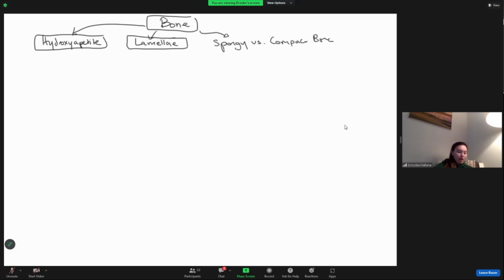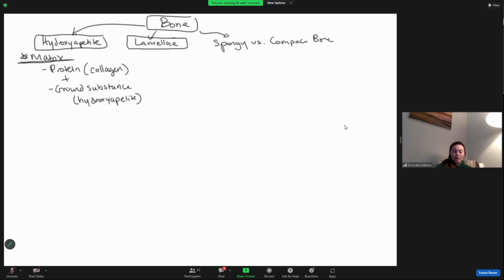Okay, so for hydroxyapatite, remember that this is the matrix, like I have just said. The matrix, if you guys remember from before, actually has protein and ground substance. So if we want to get really specific here, the ground substance is the hydroxyapatite. So for your test, it gets a little more specific. So the hydroxyapatite is technically part of the matrix, but so is collagen.